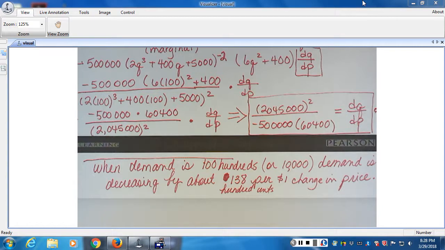But how do we know it's $1? Does that have anything to do with something, the derivative of P? Yeah, that's because it's a derivative of P, so if the price is changing, and if you change the price by $1, that changes the demand by hundreds of units. Okay? So does anybody have any questions?